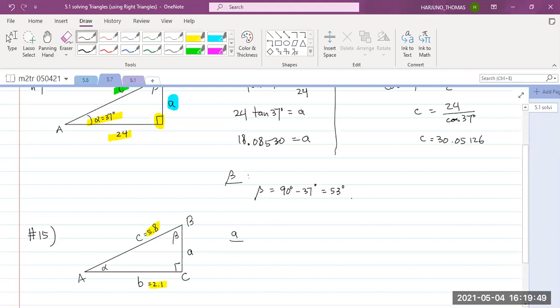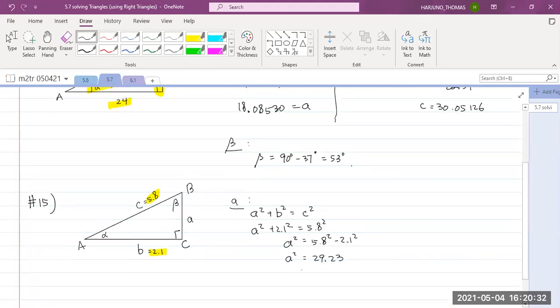Okay, so can you find side A? What do you do? Pythagorean theorem, right? A squared plus B squared equals C squared. A squared plus 2.1 squared equals 5.8 squared. So A squared equals 5.8 squared minus 2.1 squared, which is 29.23. Such that A equals the square root of that, 5.40648.